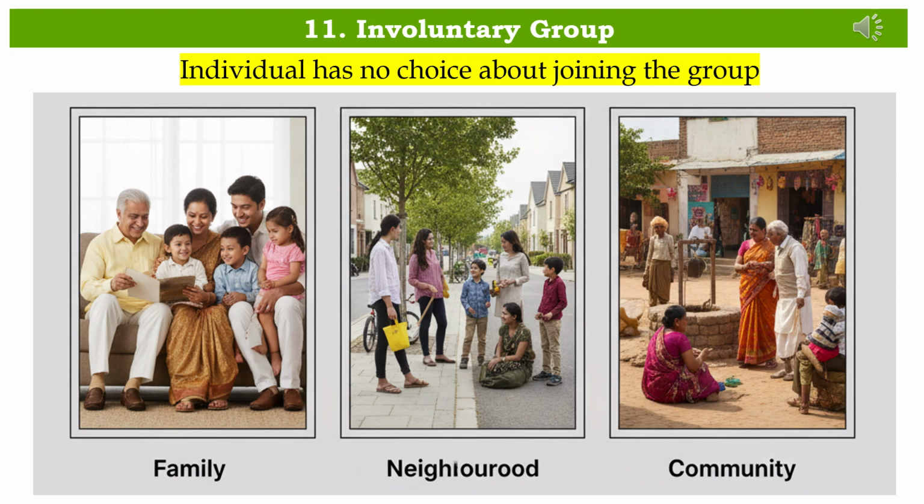Involuntary groups. Involuntary groups are groups in which an individual has no choice about joining. Membership is usually based on kinship or birth and a person automatically belongs to the group. Examples of involuntary groups include family, where membership is determined by birth, neighborhood, where people live together by circumstance, and community, which individuals belong to based on location or social ties.